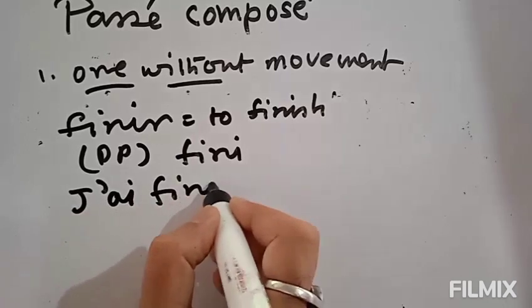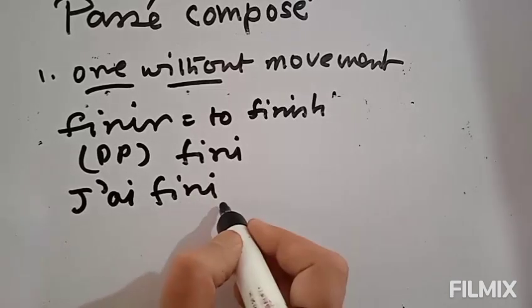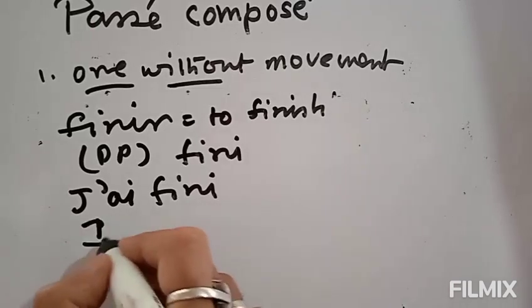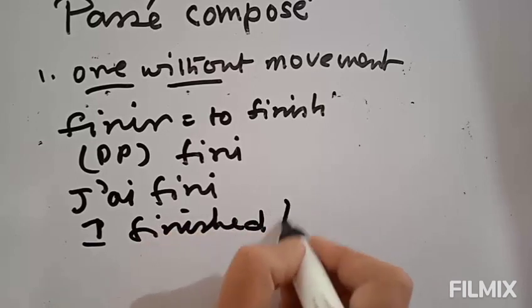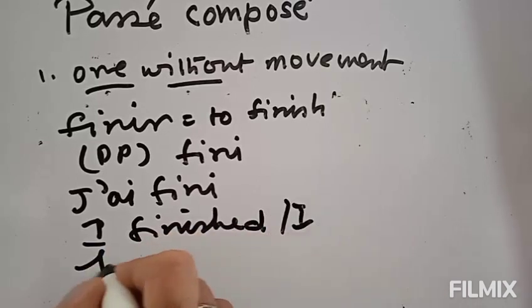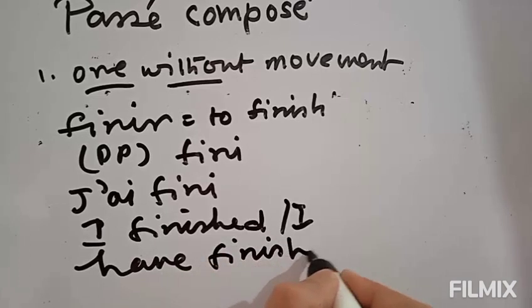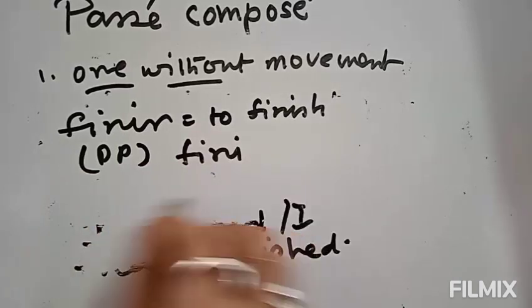I am not repeating the total conjugation. One or two I am showing you. I have finished, or I finished. Whatever may be, the English meaning is I finished or I have finished. In both cases, you can use the passé composé. Now, please take down in your copy.